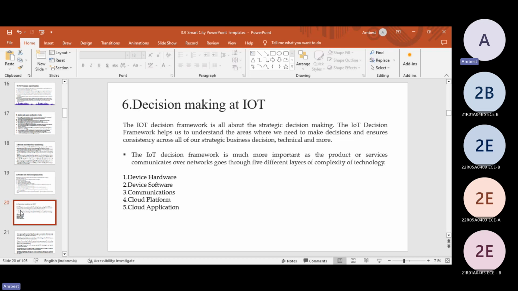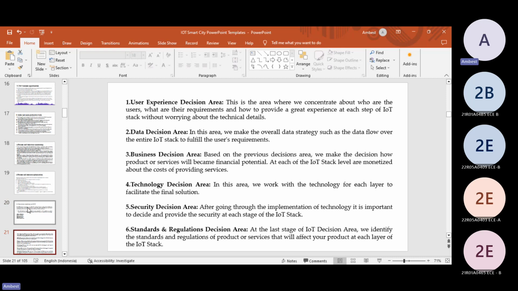Coming to the device hardware, you know that, right? Software is about building some kind of network and the communications between two devices. If something is being passed, then it's communication. Cloud platform is all about storing, and cloud applications are about building applications on it. Next, there is the user experience decision area. This is where we concentrate on who the users are, what their requirements are, and how to provide a great experience at each step of the IoT stack without worrying about technical details.